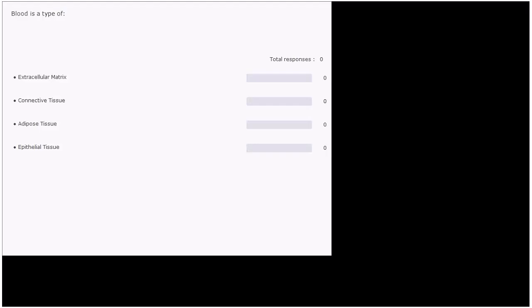Okay, good. Here's another question. Blood is a type of extracellular matrix, connective tissue, adipose tissue, or epithelial tissue. That's right, you both got it right. So it's connective tissue. Connective tissue has those 6 types that you'll have to take a peek at as we go through.